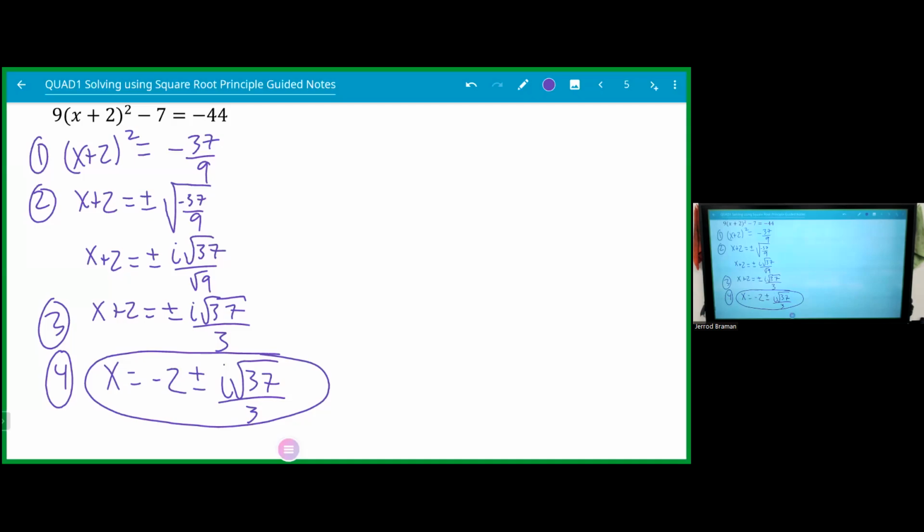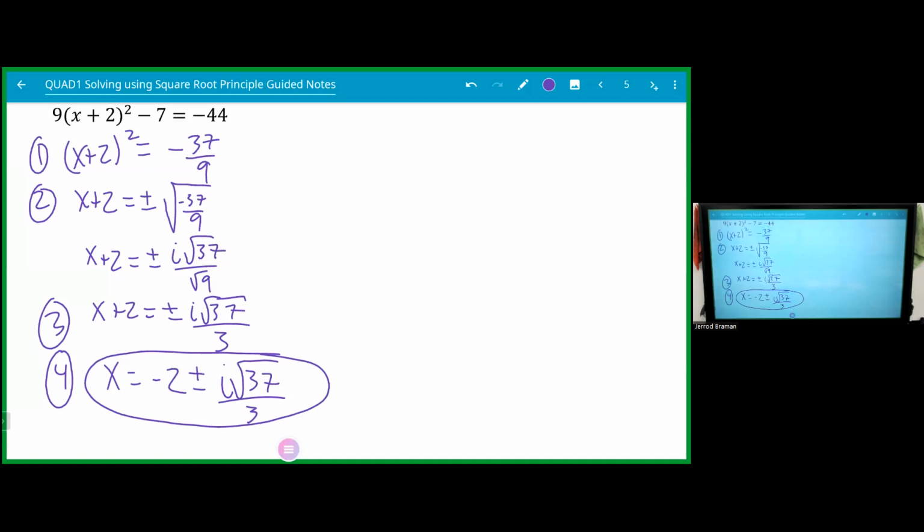All right, let's go ahead and walk you through this last one here. To simplify, we will add 7 to both sides and then divide by 9 to get x plus 2 squared equals negative 37 divided by 9. That's our step 1 to isolate. Step 2 is to take the square root of both sides of the equal sign without forgetting the plus and minus. So I have x plus 2 equals plus or minus the square root of negative 37 divided by 9.